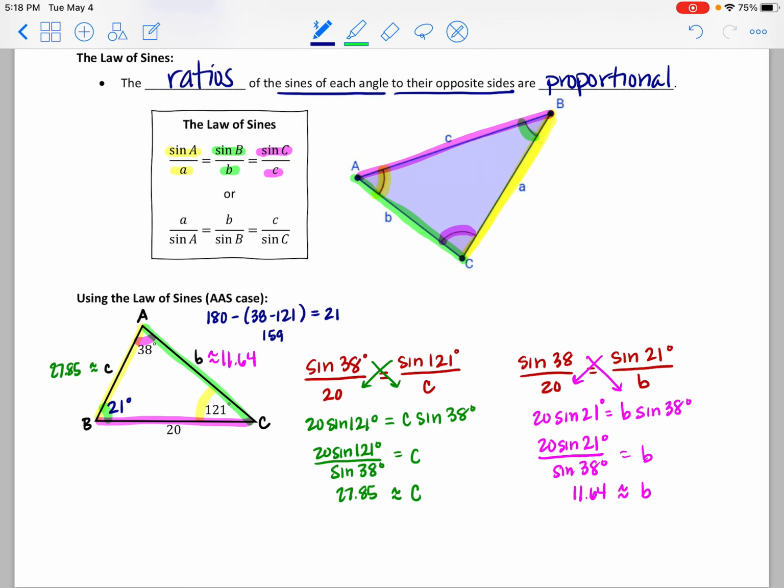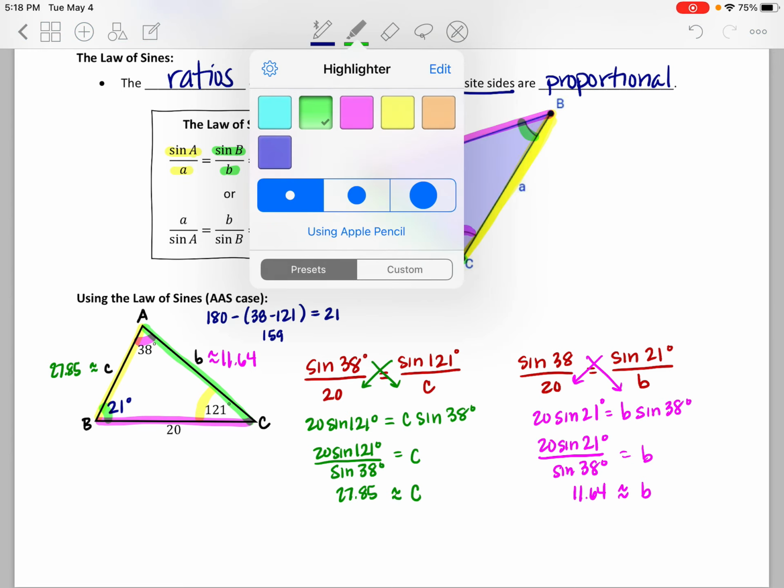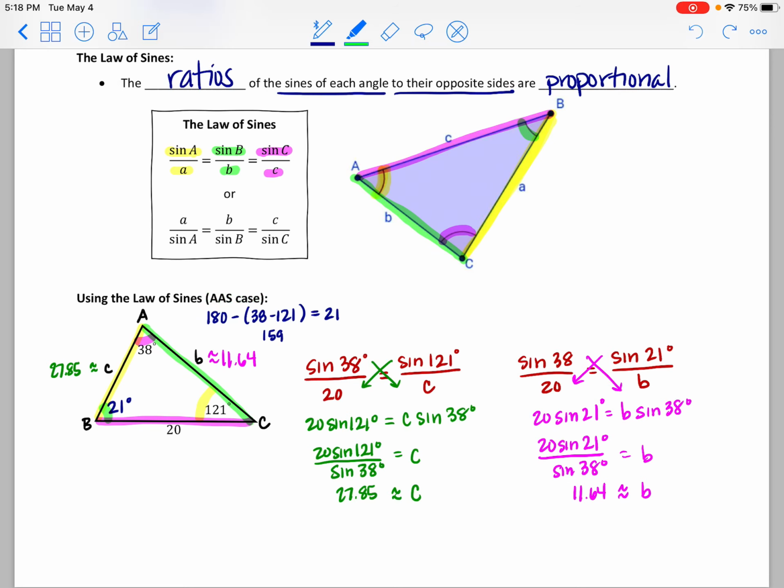We call this the angle side case, by the way, because what we were given was an angle, and then a side that was not included, means not between. The side was not between those two angles, so it's literally an angle, and then after those two angles, a side. Okay. So now we're going to look at.